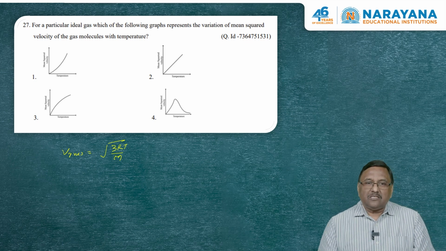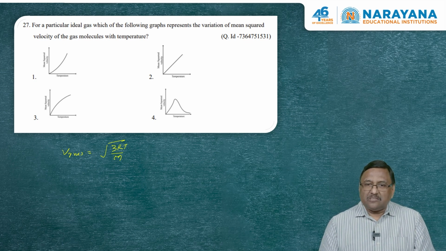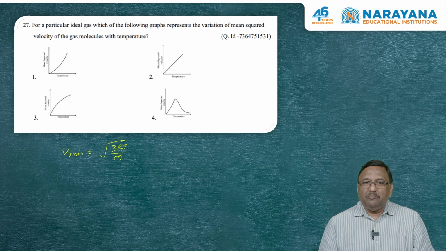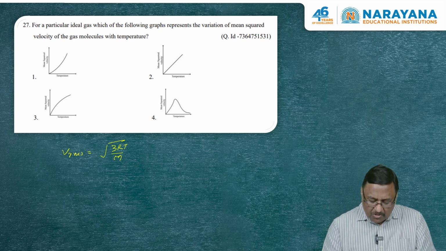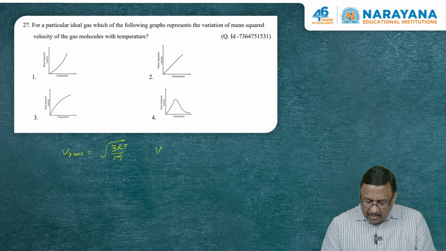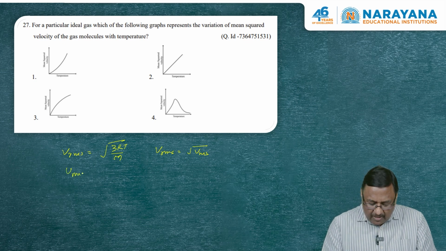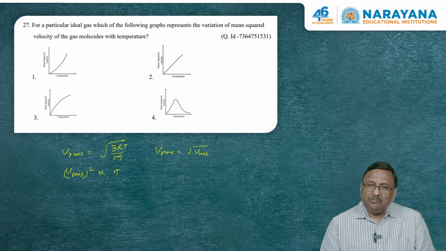Now in the question, for a particular ideal gas, you have to write a relation between the mean squared velocity and the temperature. So if I write mean squared velocity, VRMS, as we said, VRMS is nothing but the square root of mean square velocity. So if I write Vrms square, that should be proportional to temperature, because for a given gas R and M are going to be constant factors.